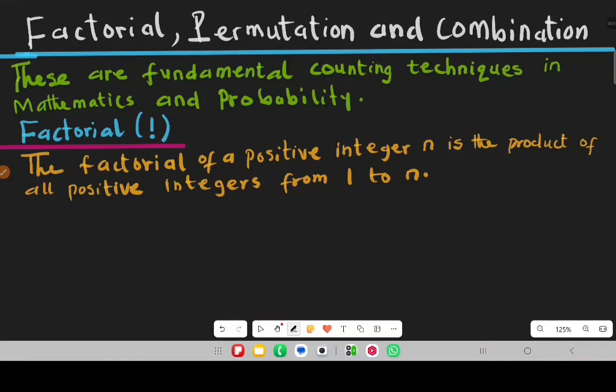Hello everyone, welcome to Maths with Mr. J, and today we are going to look at factorial, permutation, and combination. These are fundamental counting techniques in mathematics and probability.